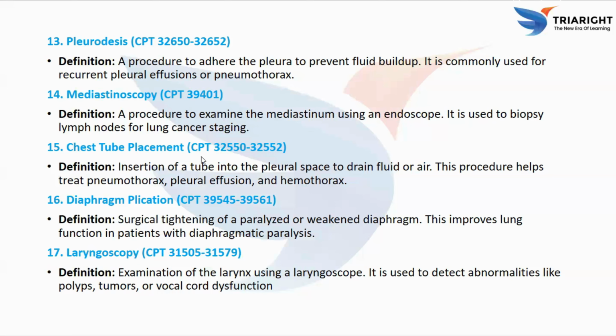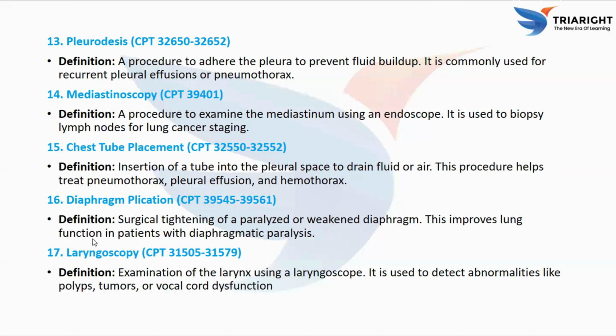And chest tube placement. This is the insertion of a tube into a pleural space to remove air, blood and fluid. Why is this procedure done? It helps to treat pneumothorax, pleural effusion and as well as hemothorax. The tube restores the negative pressure, allowing the lung to re-expand. Emergency placement is very common here, and this is often bundled with trauma care.